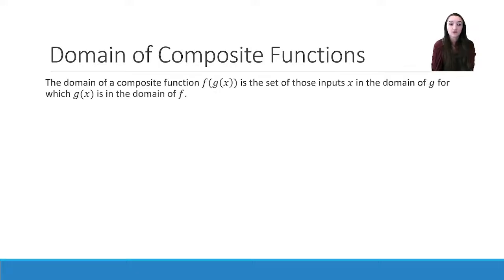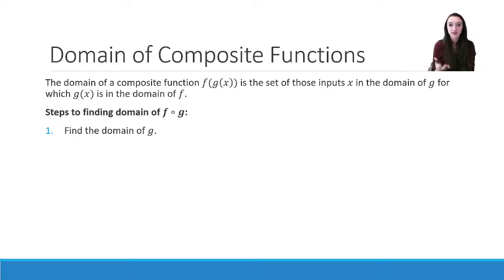So last, we're going to look at the domain of those composite functions. I already sort of expressed a very wordy way of saying how the domain works. Here we're going to actually explore it, and hopefully it'll make a little more sense. It's still a bit tricky, but the domain of a composite function, f of g of x, is the set of those inputs x in the domain of g for which g of x is in the domain of f. Okay, so again, it's very wordy. Let's look at what that actually means though.